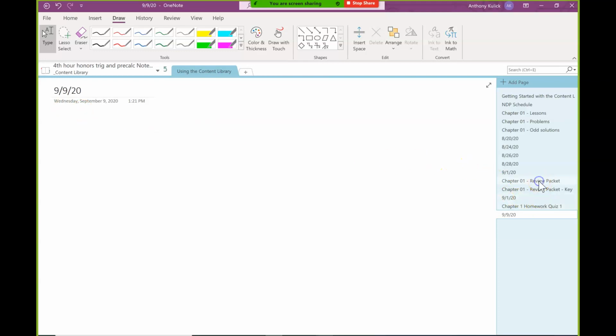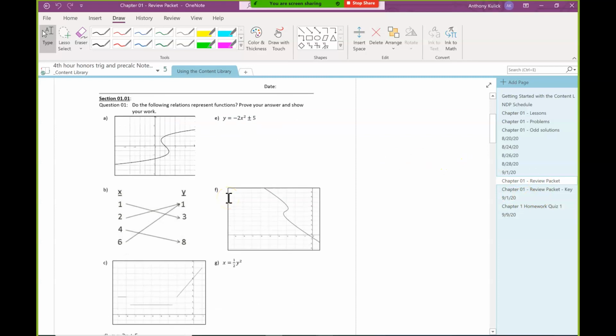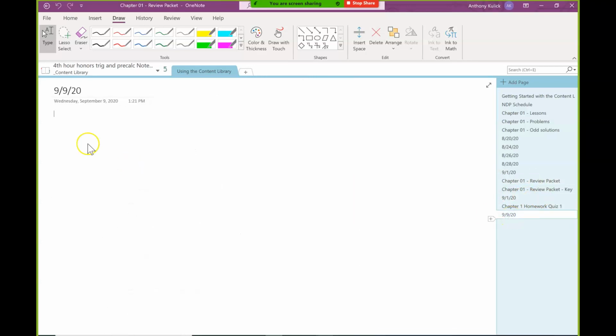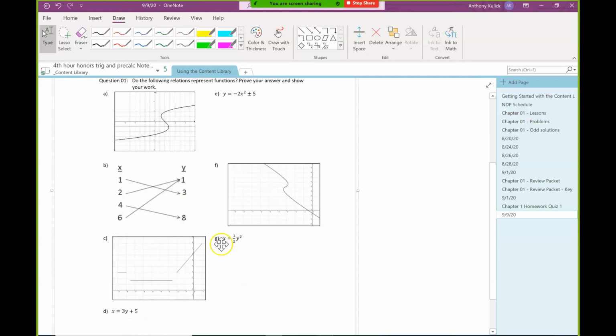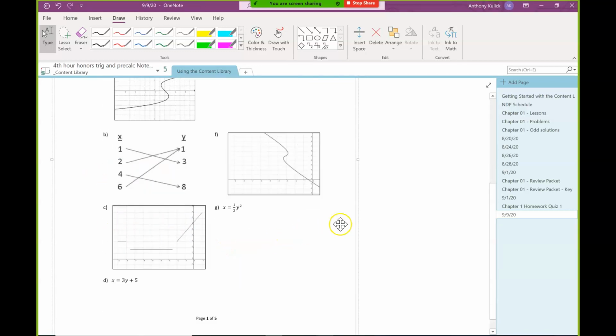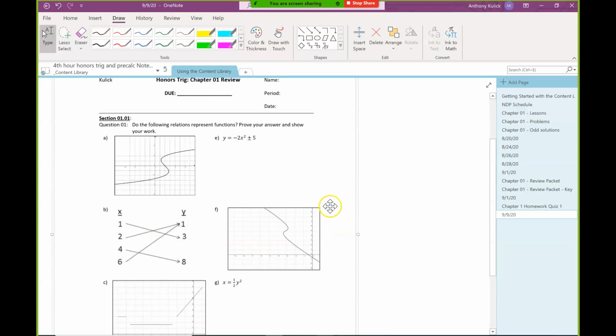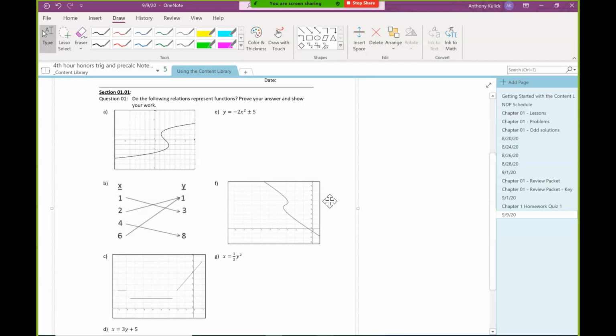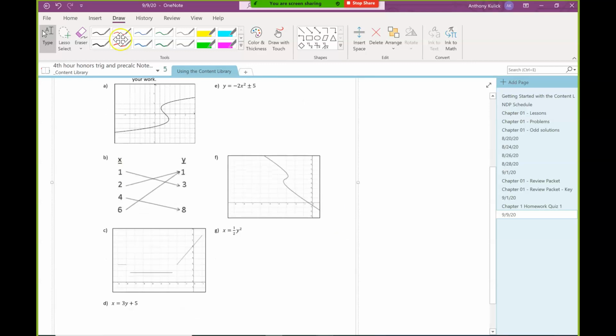So we're talking about the review, this one right here. Okay. So this problem, this one right here. Okay. What do we ask to do? Are these functions or not? And then show you. Okay, so what we have is a graph, right?